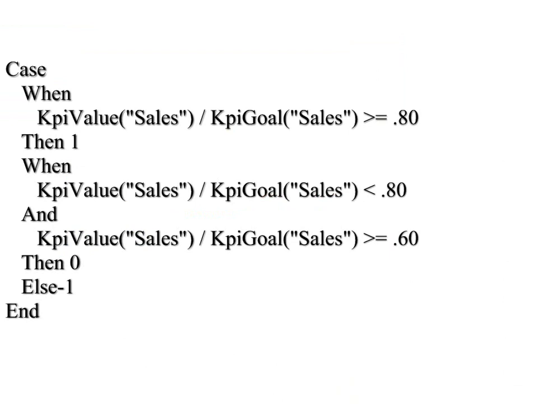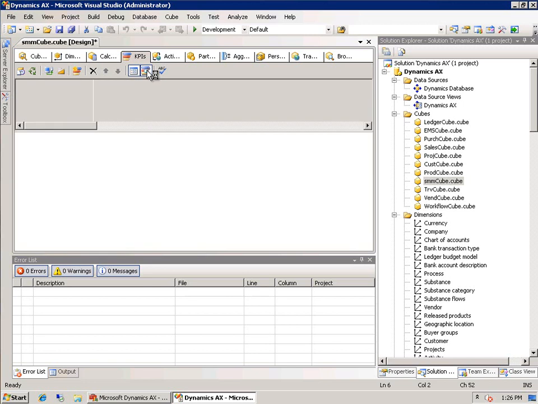The new expression will display the gauge status indicator with its hand in the green region if the KPI value is within 80% of reaching the sales goal, in the yellow region if the KPI value is between 60% and 80% of the sales goal, or in the red region if the KPI value is less than 60% of the sales goal.